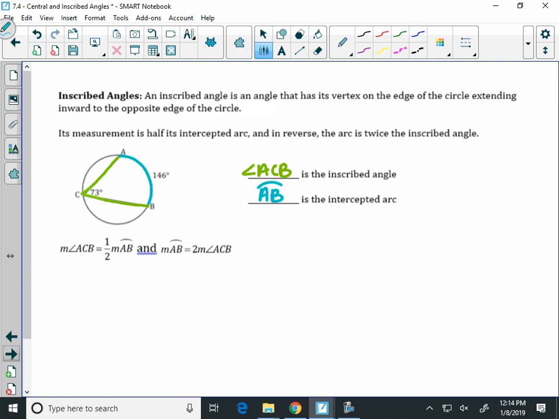One important thing to know about inscribed angles is the angle is half the arc. So central angles, everything's the same. The arc and the angle, they're the same. Inscribed angles, the angle's half of the arc. So in this picture, the arc is 146. We would divide that by 2 to get the angle. Okay? Vice versa, if you're given the angle, we would multiply 73 by 2 to get the arc. Okay. Questions on that?